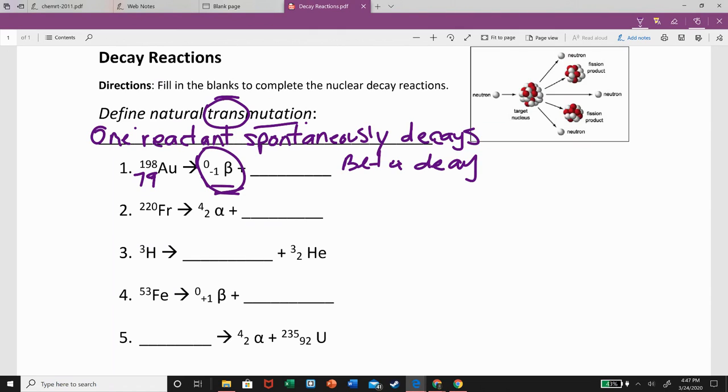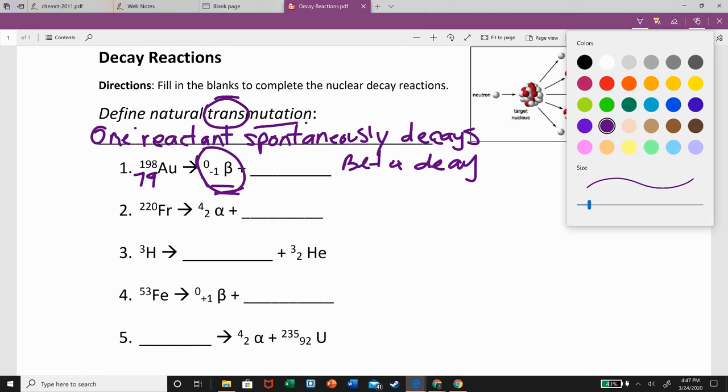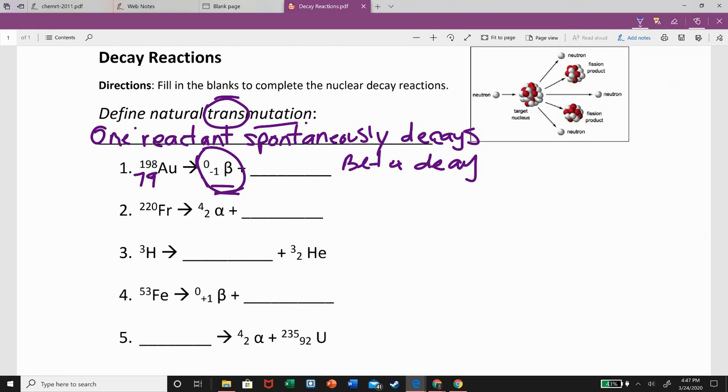The law of conservation of mass says our top numbers and bottom numbers have to be equal. So if I have, let's switch colors. Okay, let's go with a blue. So if I have a 198 over here, that means the top number on the other side plus 0 has to equal 198. Well, obviously, with a 0, I'm just going to need a 198. All right, so now the bottom numbers have to be equal on both sides.